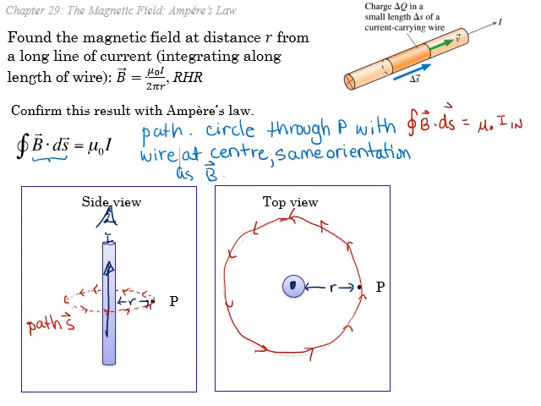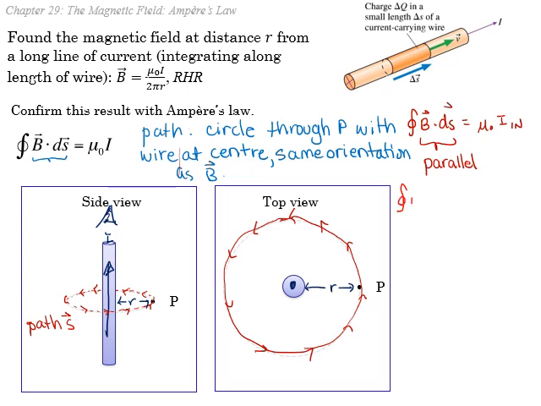Okay, let's talk about each of these things. We've chosen our path so that B and ds are parallel. That's to simplify our integral. Ampere's law is true no matter what path you pick. However, some paths would be more difficult than others. So if you pick the path where they're parallel, it's easy to do this integral. Let's deal with that part next.